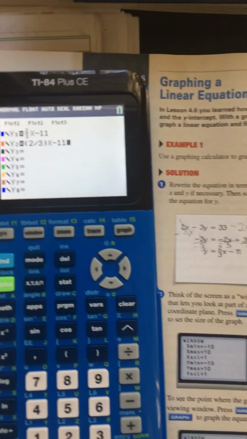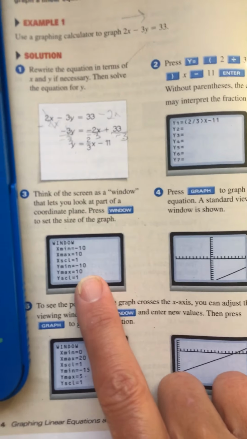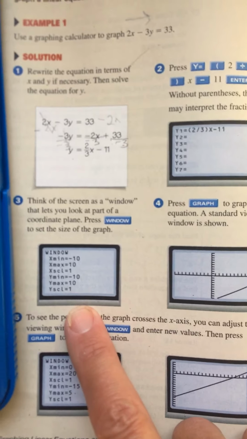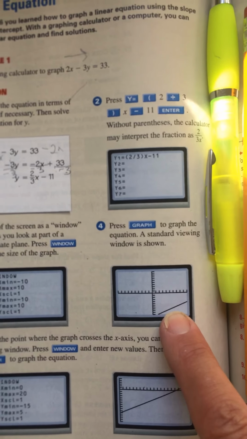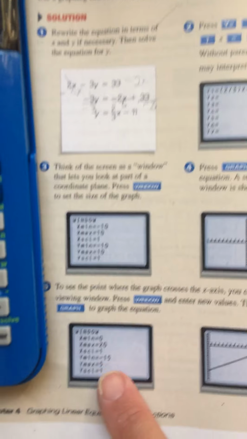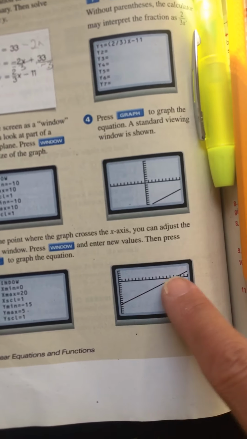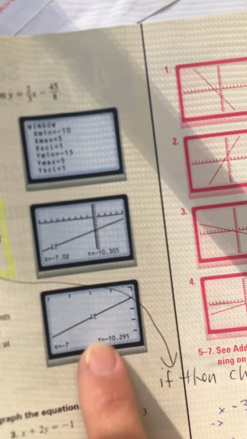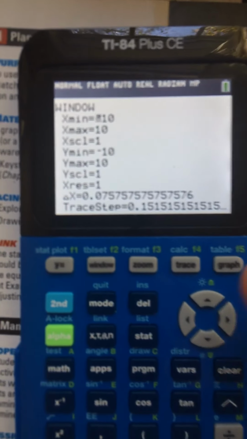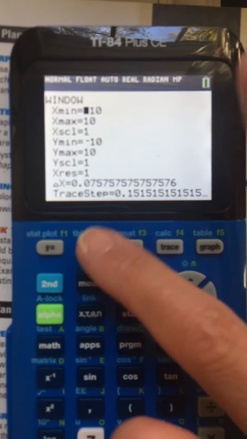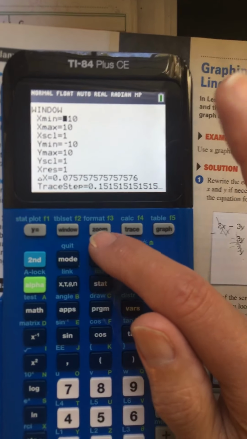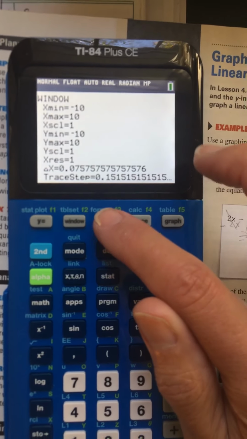Now, the next thing the book says is to try this window. And so you would go to the window button and you would put in what they have here. And you would graph it, and you would not be able to see the intercept. So that's no good. And then they tell you to change the window again. Still no good. Then they tell you to change the window again. And finally, it gets better where you can see it. All right. So that's how you get to the window, and you just mess around with it. But let's not do that yet. What I like to do first is go to this button that says Zoom.